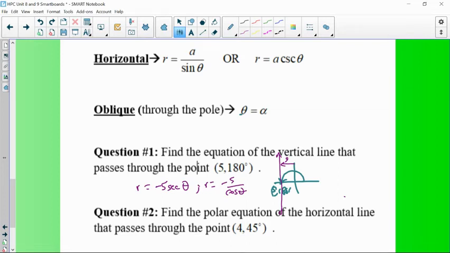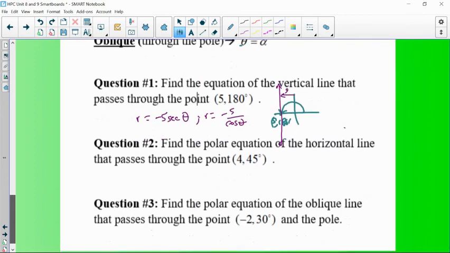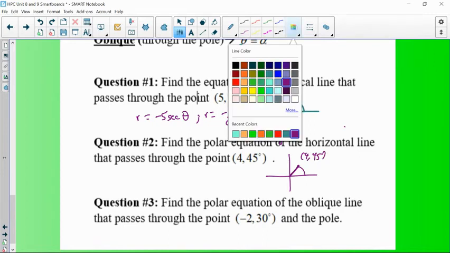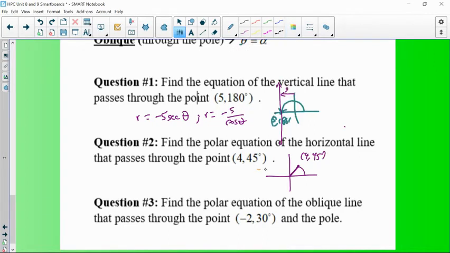Second question, find the polar equation of the horizontal line that passes through the point 4, 45 degrees. So 4, 45 degrees is right there, a radius of 4. Now I want the horizontal line that goes through there. Be really careful because that line is not 4 units away, right? It's actually 2√2 units away from the horizontal line. And how did I get that? I just drew a 45, 45, 90 triangle.